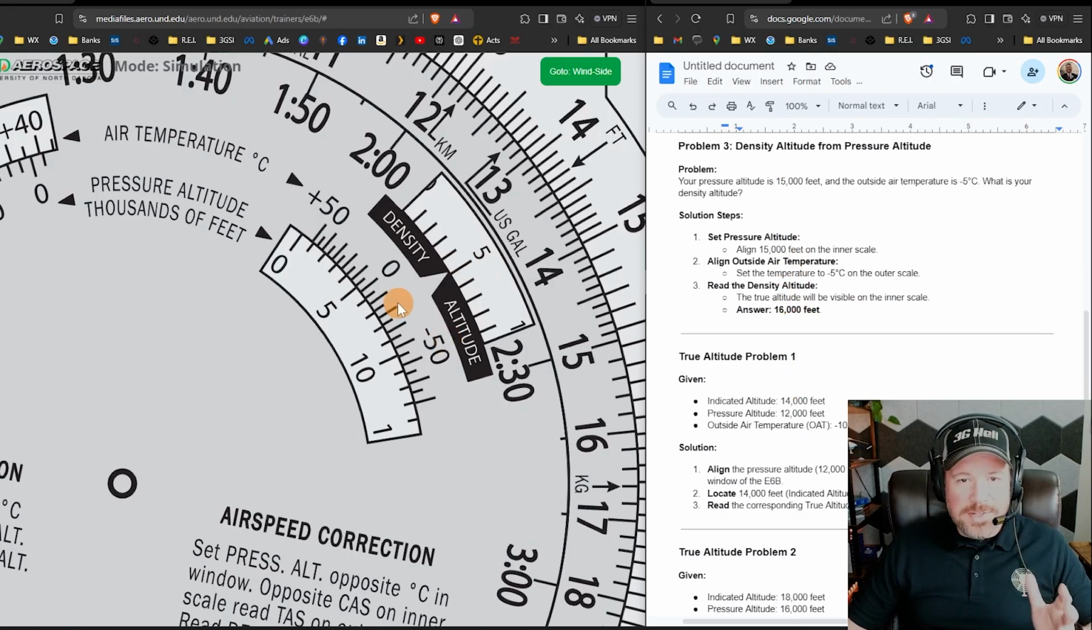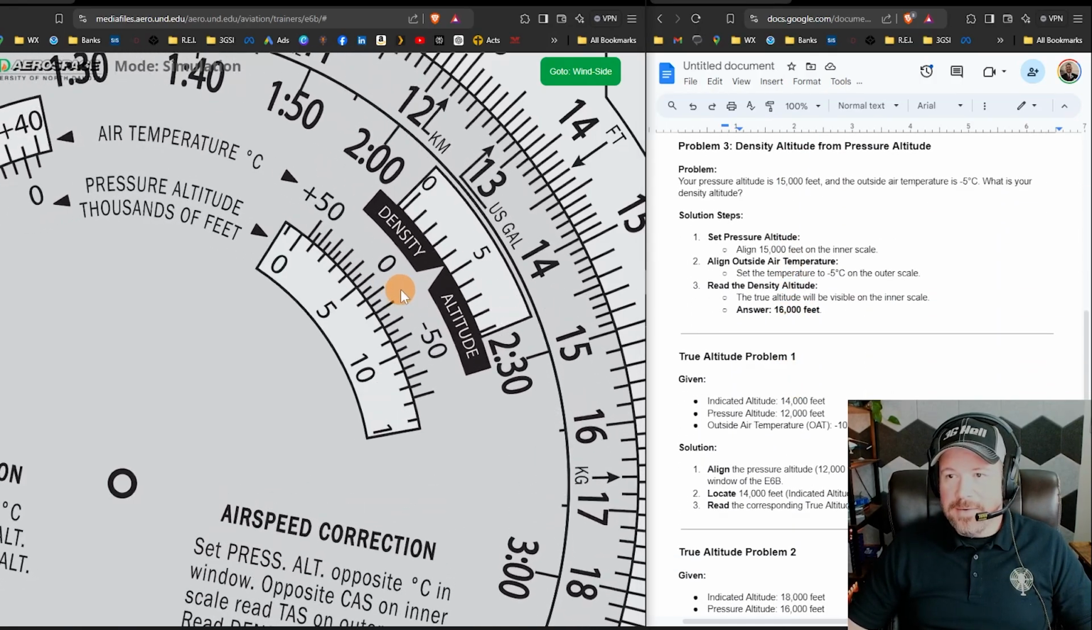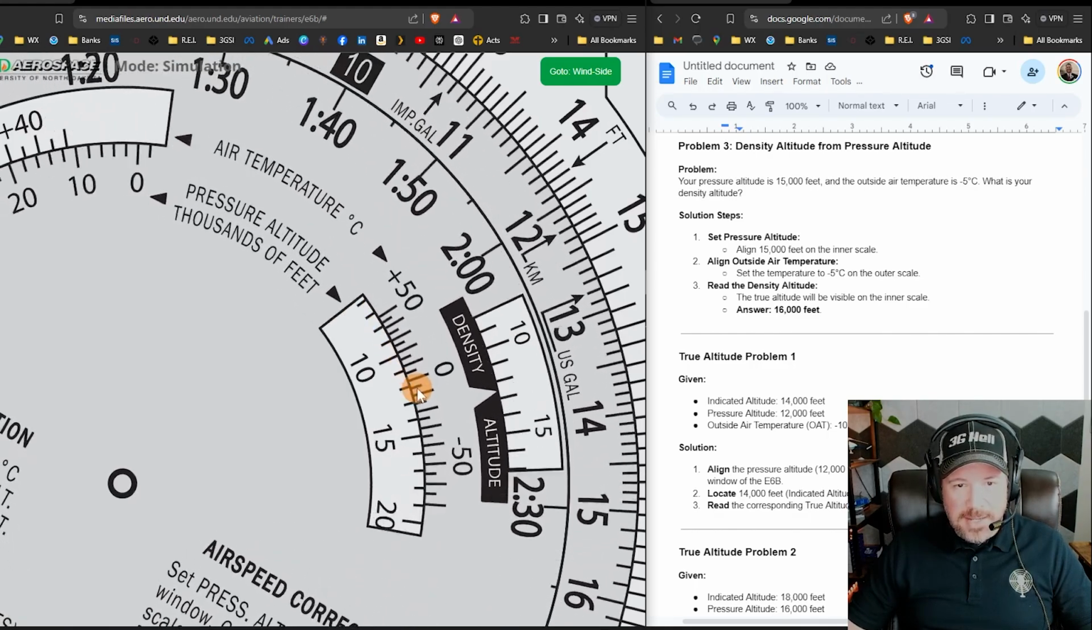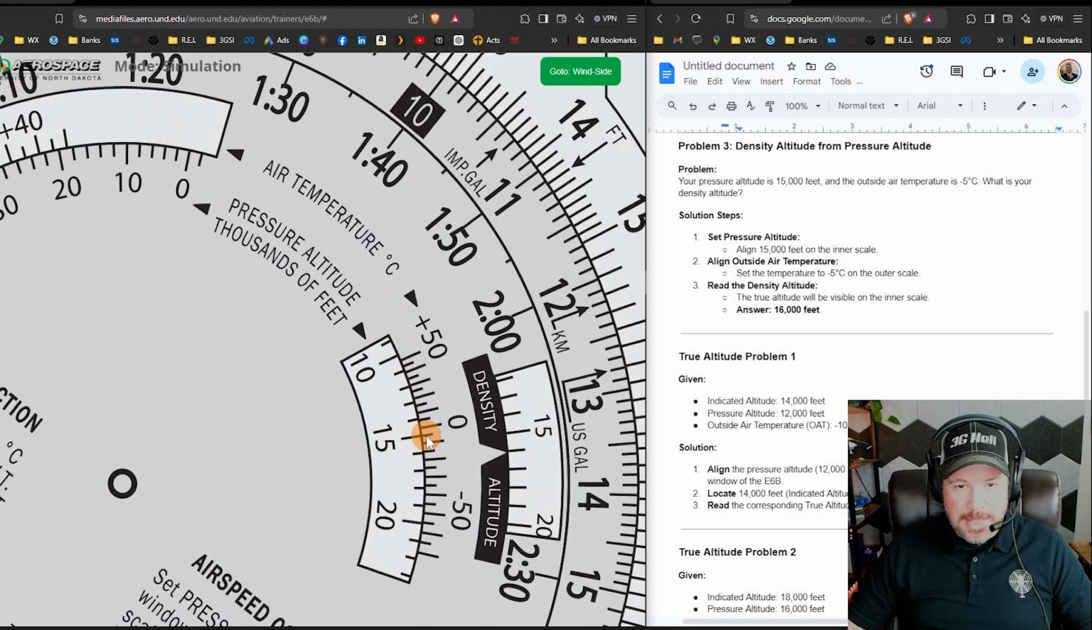Okay, one last one just to kind of get everything solidified here. 15,000 feet and minus 5 degrees Celsius. So let's find that minus 5. There's the plus 50, minus 50. So it's going to be on this 5. These go by 5. So there is the minus 5 line at the tip of my pointer. And we need to go up to 15,000 feet. So 5, 10, and there is 15,000. And now we're going to go over to density altitude. It looks like it's just a straight up 16,000 feet, which looks like it works out with our answers.